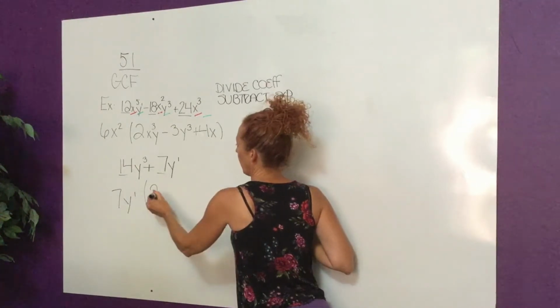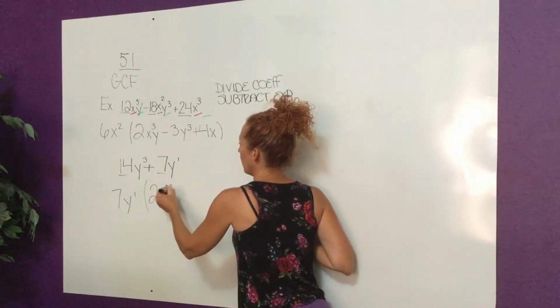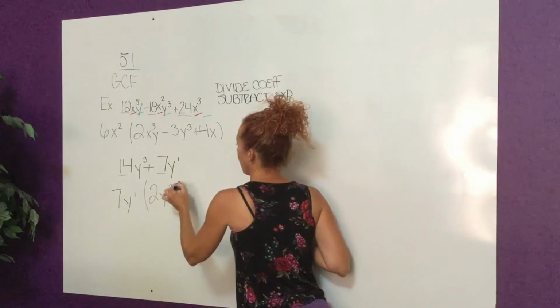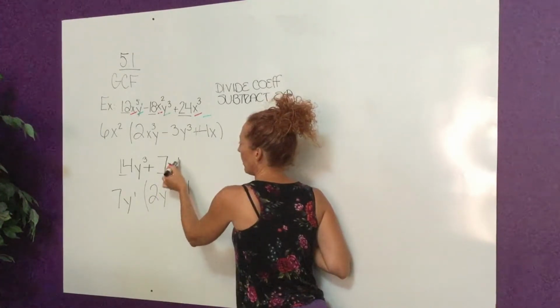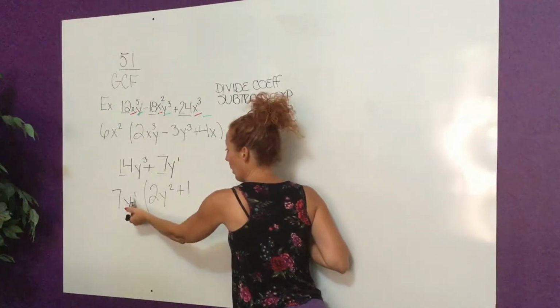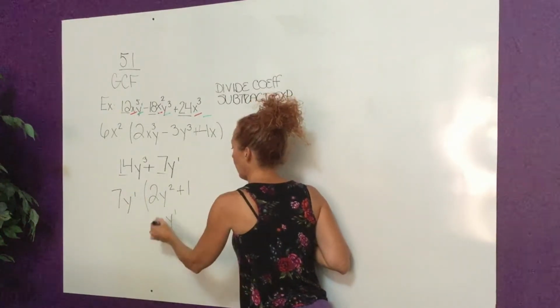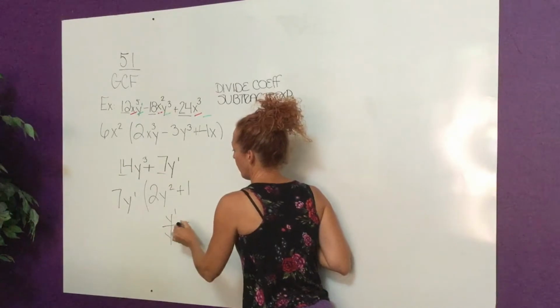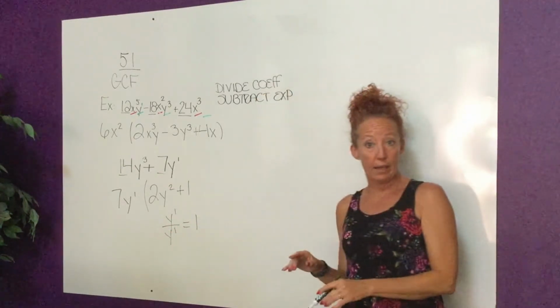3 take away 1 leaves y squared. 7 divides into 7 once. Y to the first minus, or 1 minus 1 is 0, or y to the first over y to the first just is 1 again.